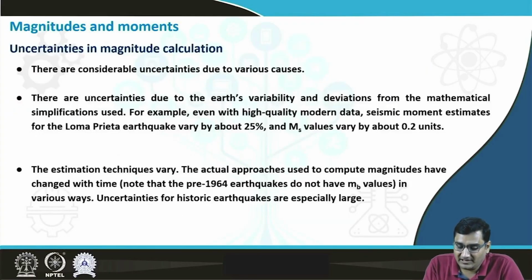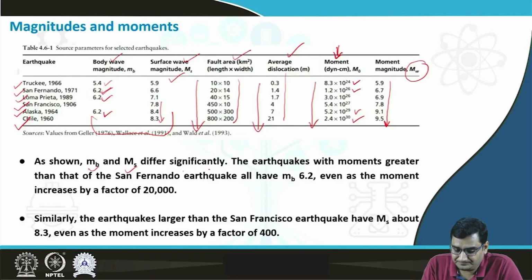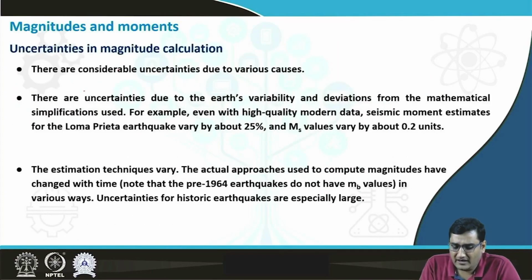Now let's talk about the uncertainties in magnitude calculations. There are considerable uncertainties due to various causes. There are uncertainties due to the Earth's variability and deviations from the mathematical simplifications used. For example, even with high quality modern data, seismic moment estimates for the Loma Prieta earthquake vary by about 25% and MS values vary by about 0.2 units.